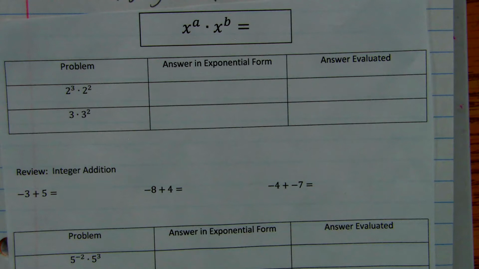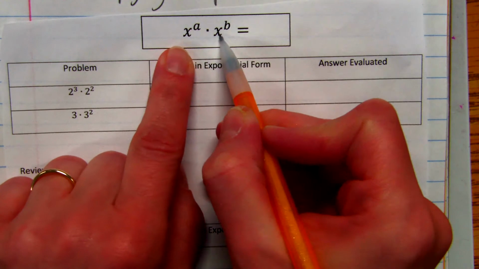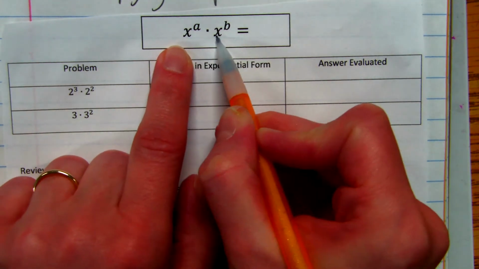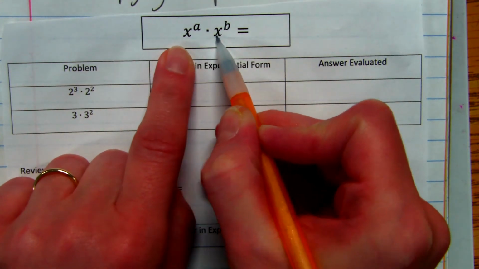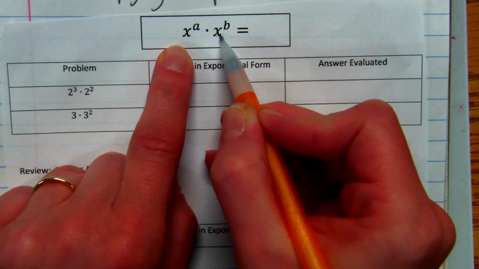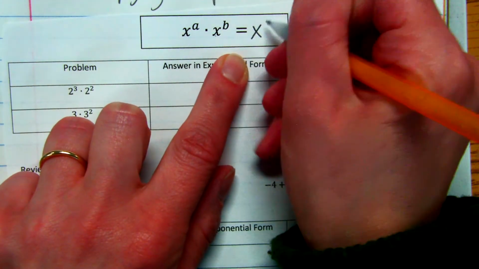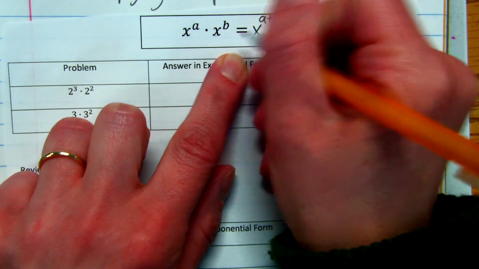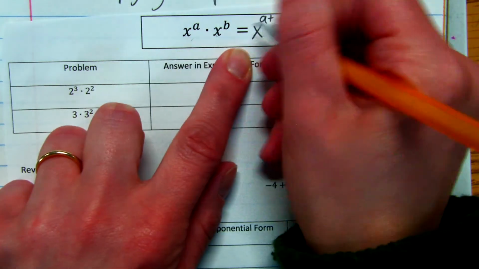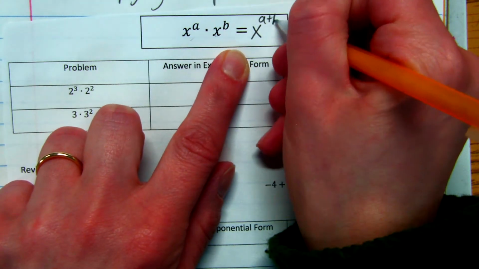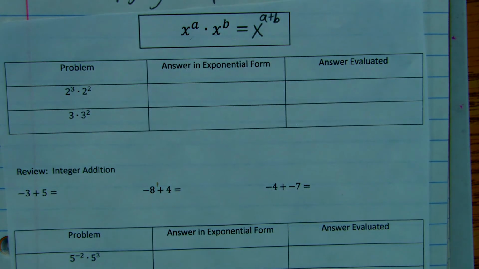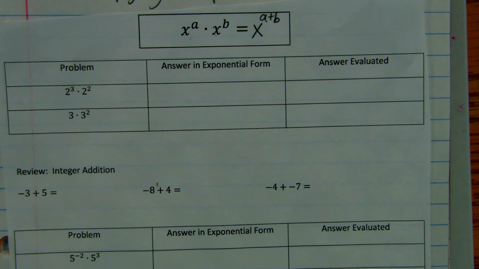All right, multiplying integers. If you want to multiply integers, they have to have the same base. So up here we have a formula. The base is x and x, so that's just some number that's the same. When you multiply integers, we add the exponents. So we're multiplying the bases, but you actually add the exponents. I will explain this as we get into our problems.